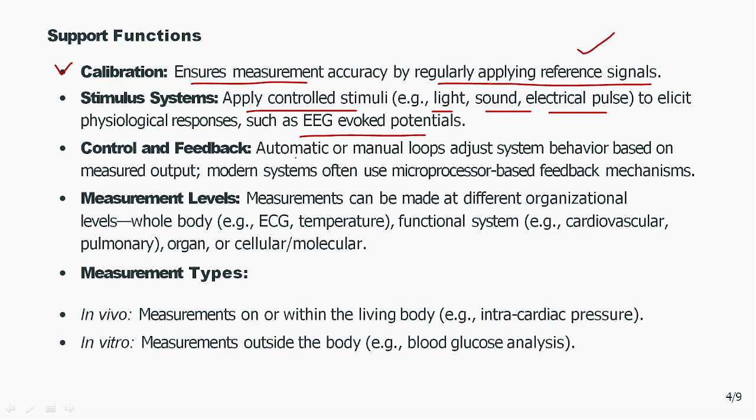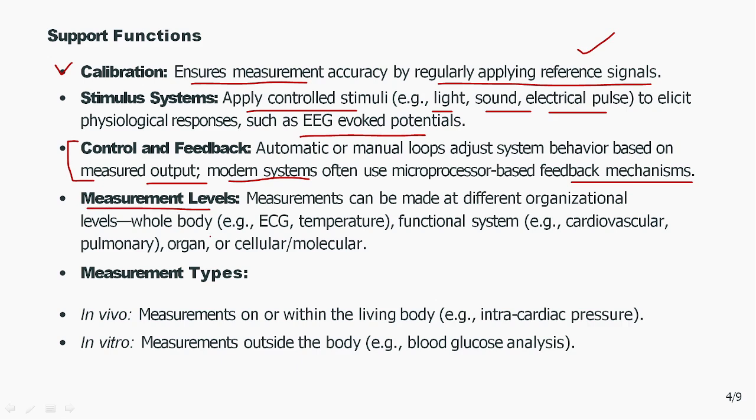Next one is your control and feedback. This is the main building block, the main controlling unit of this man-instrumentation system. Automatic or manual loops adjust the system's behavior based on measured output through a feedback system. Modern systems often use microprocessor based feedback mechanisms. So this is actually very useful for proper measurement and display.